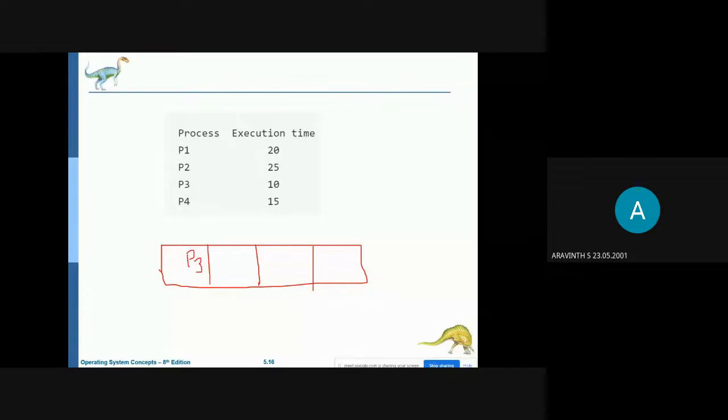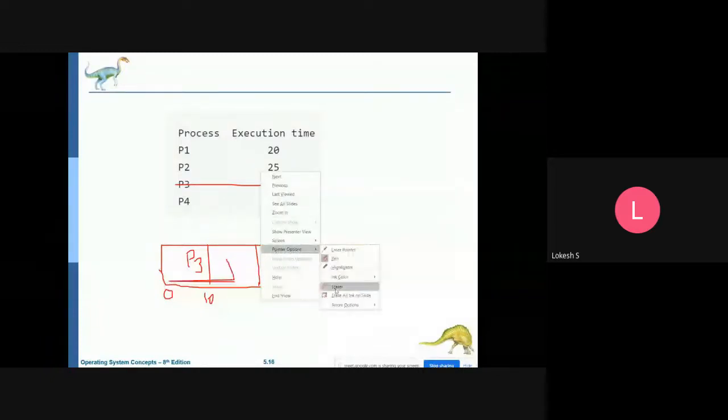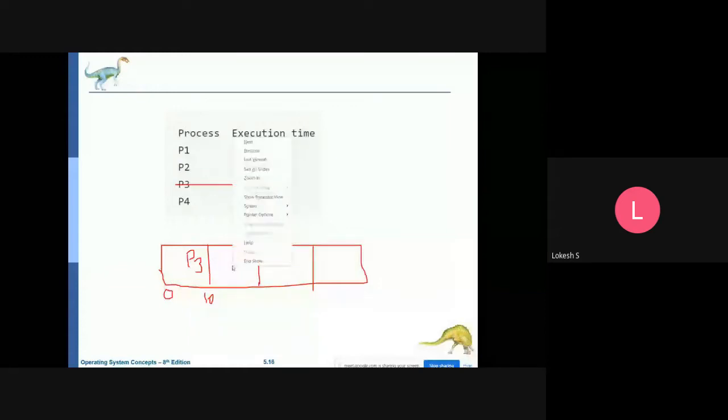P3's arrival time is 0 because it is executing first. It completed at the 10th second. Next, which process? P4, sir. Next process is P4. P4 is executing for 15 seconds. So 10 plus 15, 25. So this is also over.